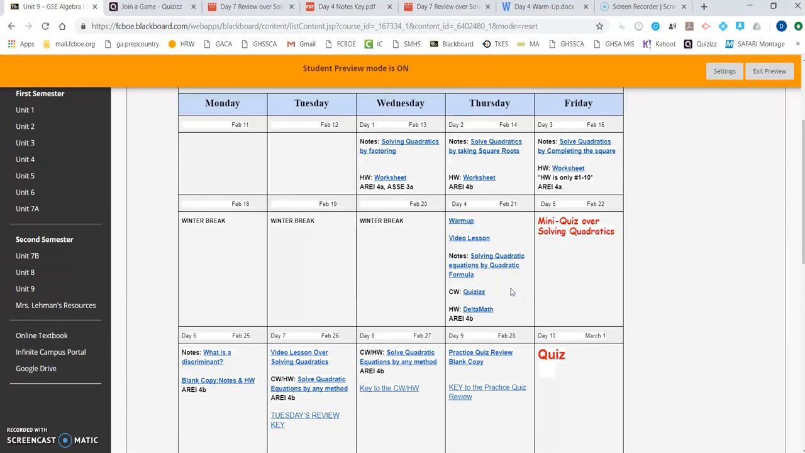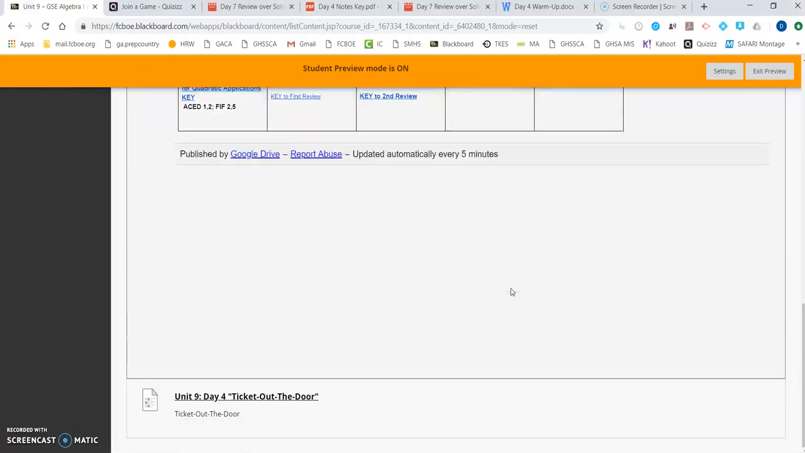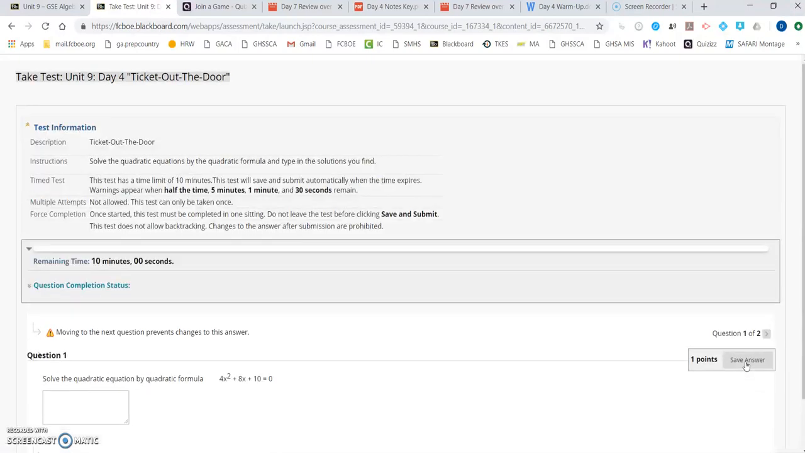Now, after the classwork, more towards the end of the class, I would first have to open it up, and then I would allow them to pull up the ticket out the door. The purpose of the ticket out the door is to give them a quiz type atmosphere with no notes, nothing, and on their own see if they really understood the material. It's just a two-question little quiz through Blackboard. I set up this ticket out the door through Blackboard, and then you may begin.